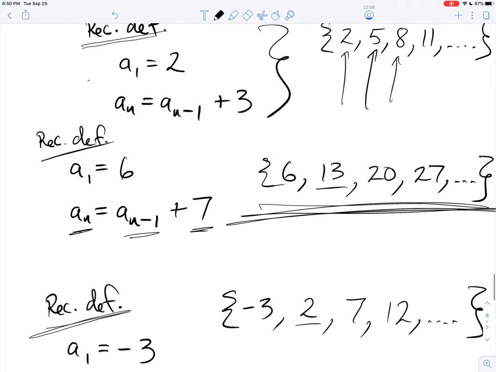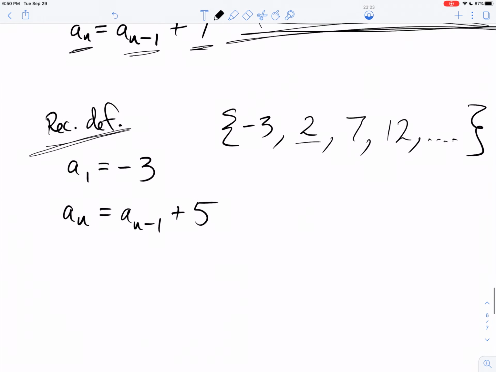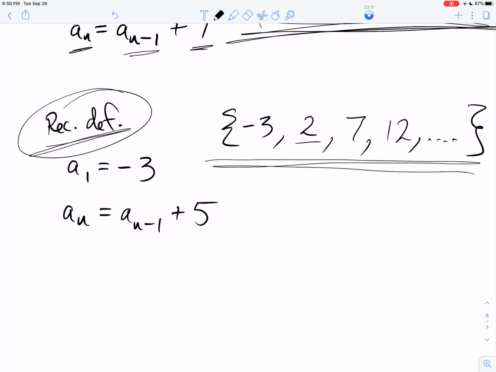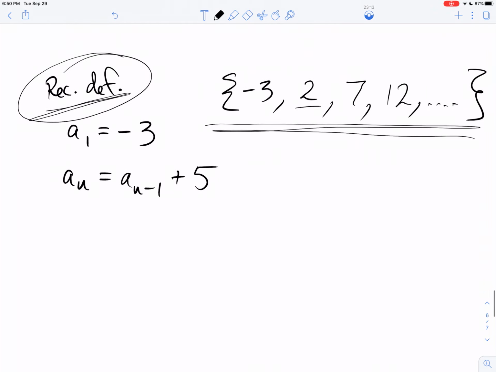I'm going to take the last one we did. What the heck? This guy right here, because I have some room. I want to not write a recursive definition. I don't want to make a list. I want to write a rule. So I say unto you, if you want to know what any number in this list is, it will be equal to the first number plus n minus 1 times whatever the d value is.